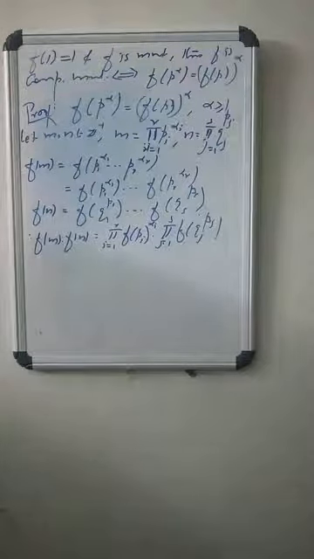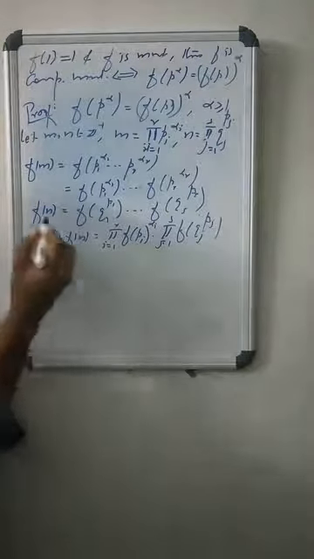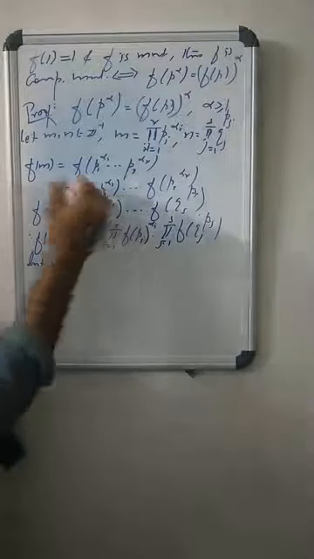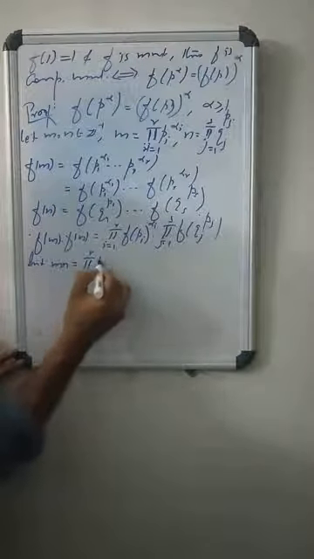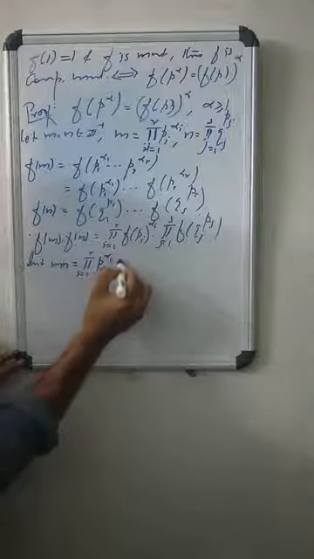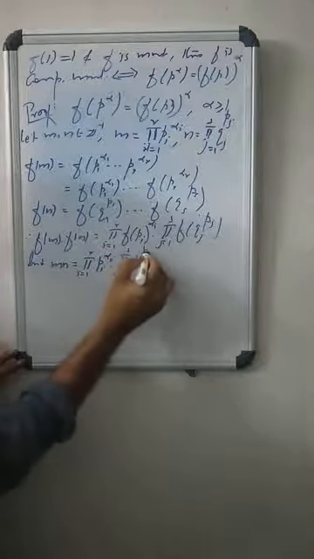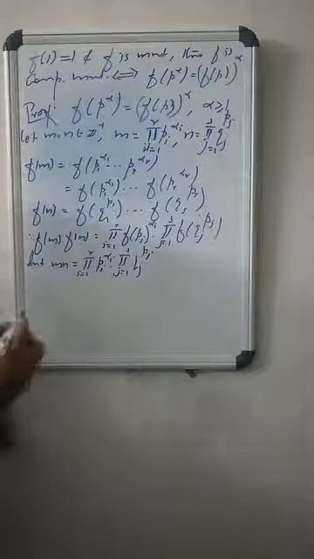Agree? But what is mn? Now we show that f of mn equals f of m into f of n. What is mn? mn means these two products: the product, i ranges from 1 to r, of p_i power alpha_i, into the product, j ranges from 1 to s, of q_j power beta_j. So what is f of mn?